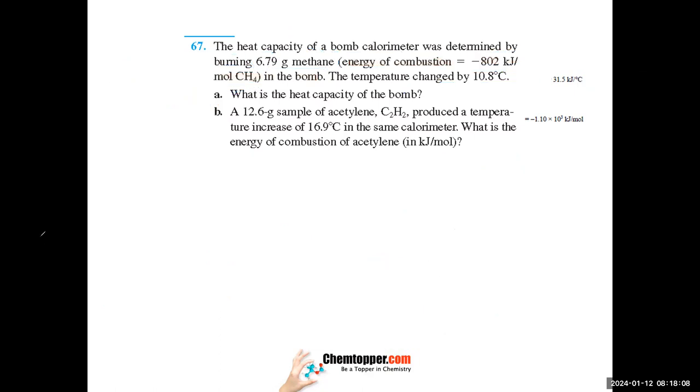B part. So we know the heat capacity of my bomb calorimeter. That is this one. This is the heat capacity of my bomb calorimeter. Read the B part, children.